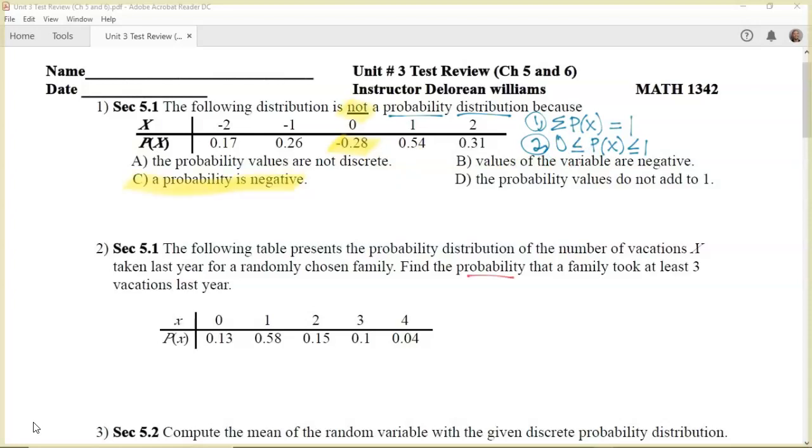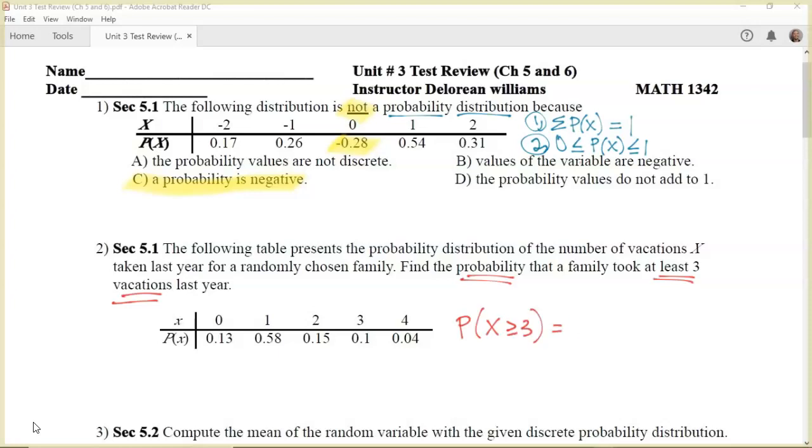Now, for question number 2, still section 5.1, can we calculate probability from a discrete probability distribution? It says the following table represents a probability distribution of the number of vacations taken last year for a randomly chosen family. Find the probability that a family took at least 3 vacations. Well, we want to know what at least means. My statement is the probability that x is greater than or equal to 3.